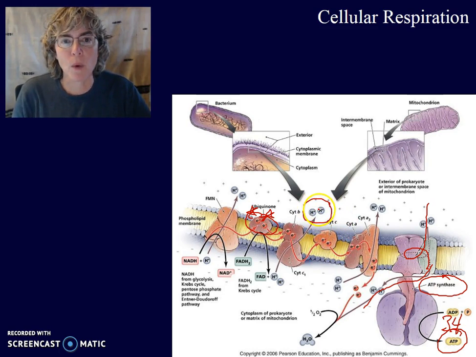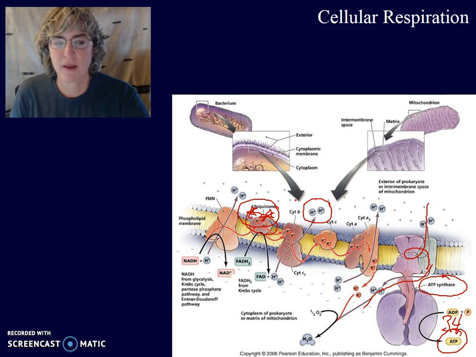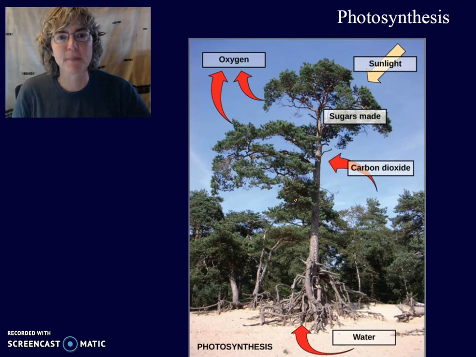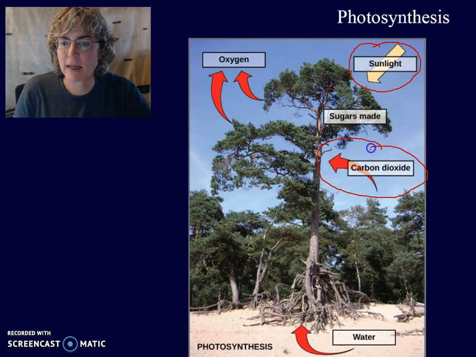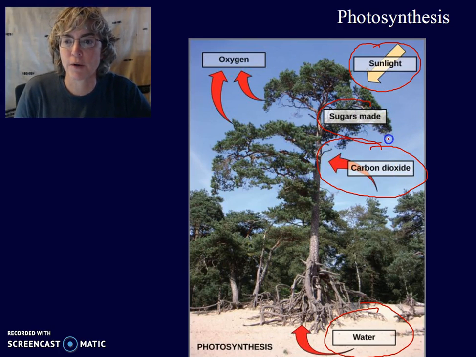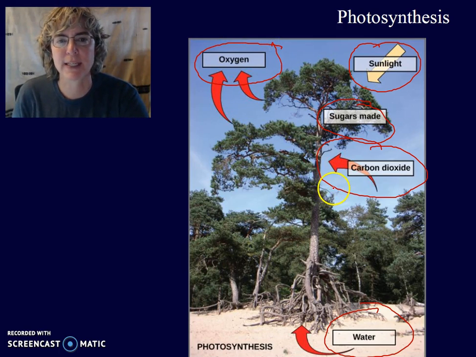So what we want to know now is where did these high energy electrons come from? The stars of the show. We need to do a little bit of a backstory, figure out where they came from. Okay, they come from photosynthesis. So photosynthesis, energy from the sun with carbon dioxide and water forms sugar, and oxygen is given off. Let's look at this in more detail.